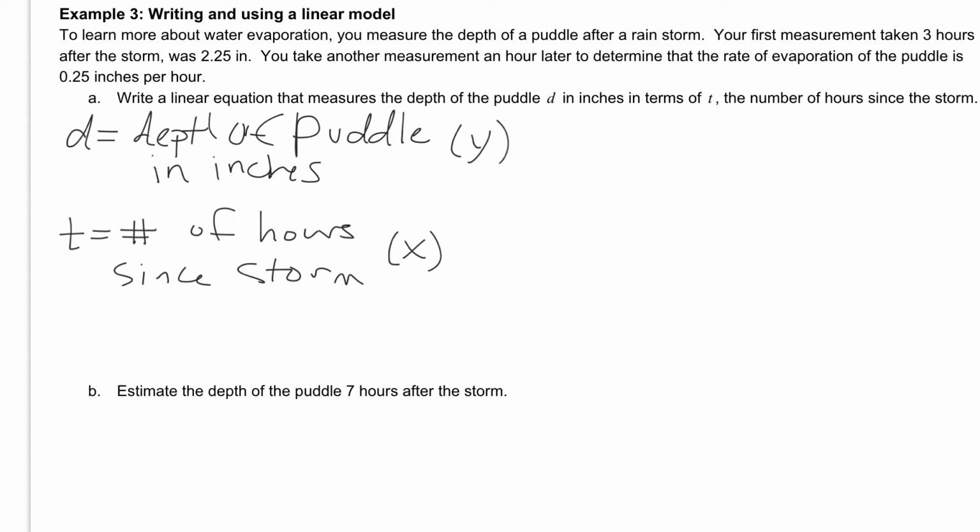The other thing you have to remember is that it's evaporating. Evaporating means it's going down or decreasing. So that tells us that our slope for this problem is going to be a negative 0.25 because it's evaporating. That water is going away.